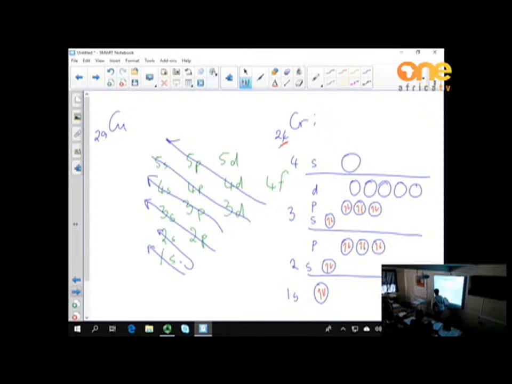Yes. No. That's where the exception comes in. Normally, it would now go up there and fill up that one. It doesn't. There must be 24. We've got 18 altogether. It goes 19, 20, 21, 22, 23, 24. That's the exception on chromium. All right?